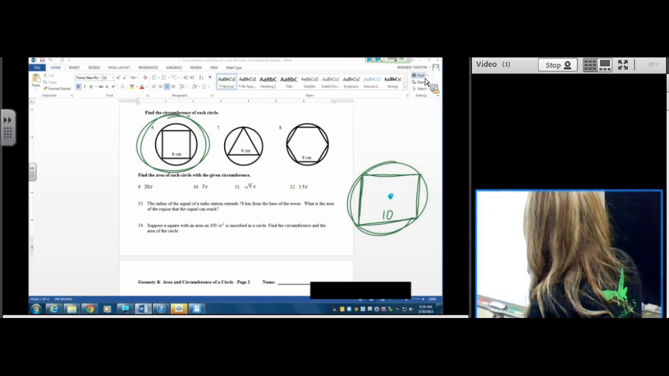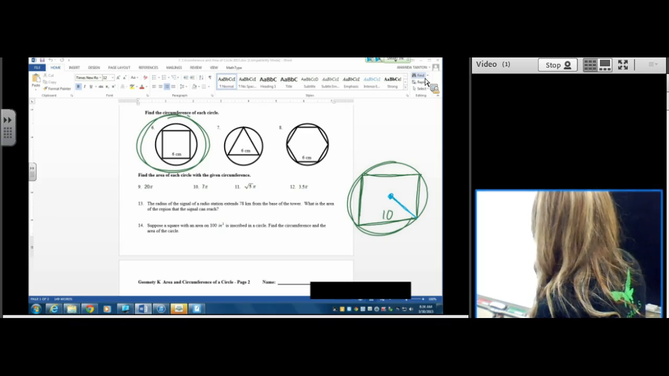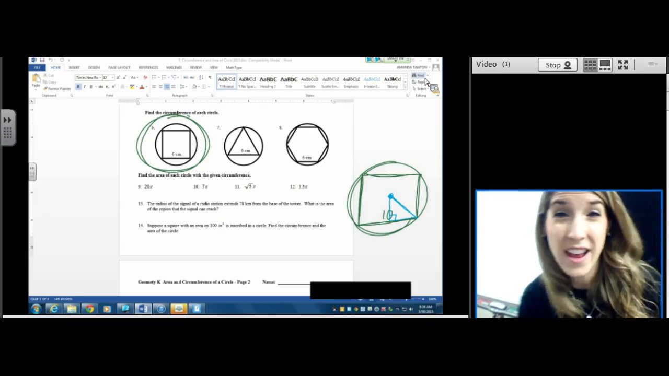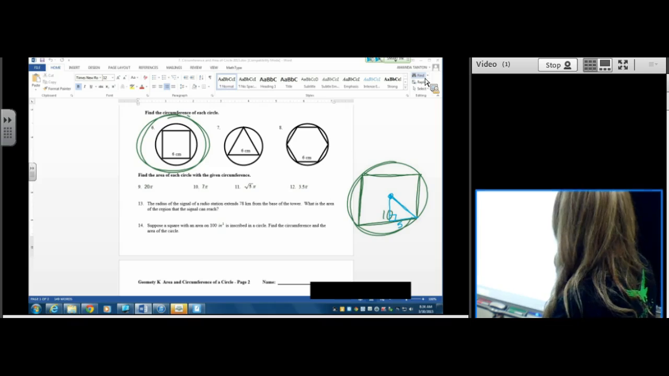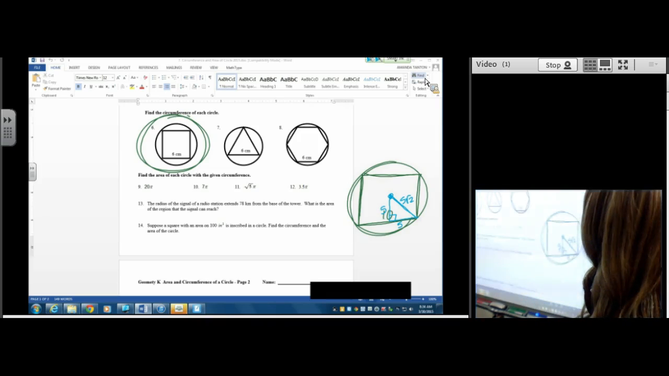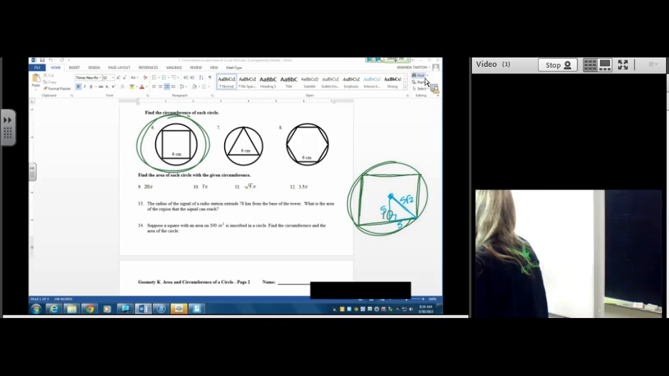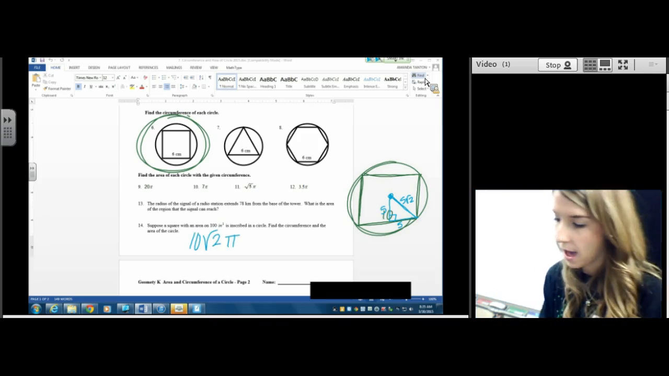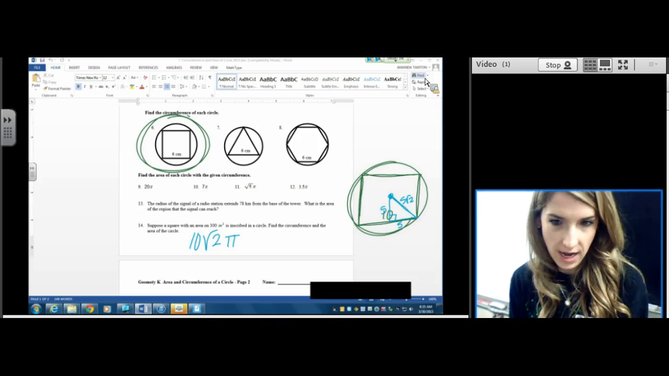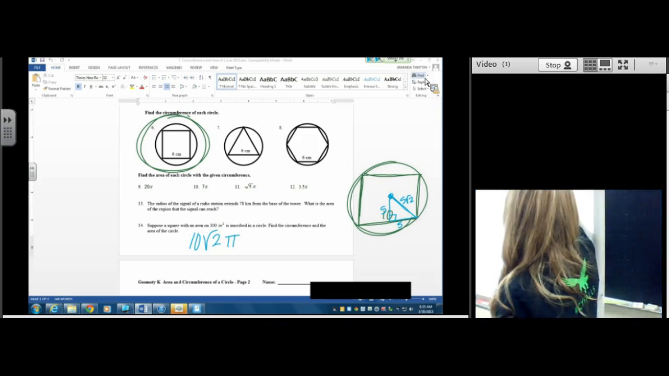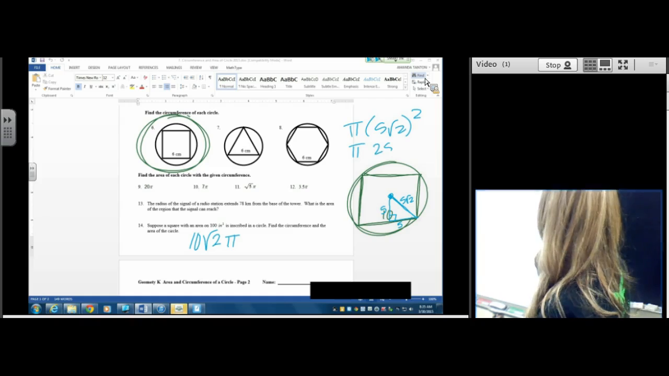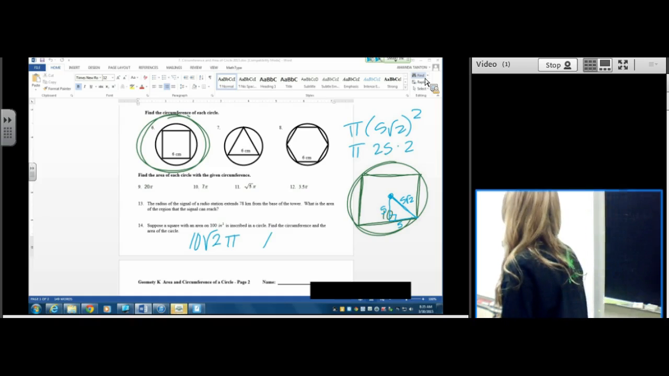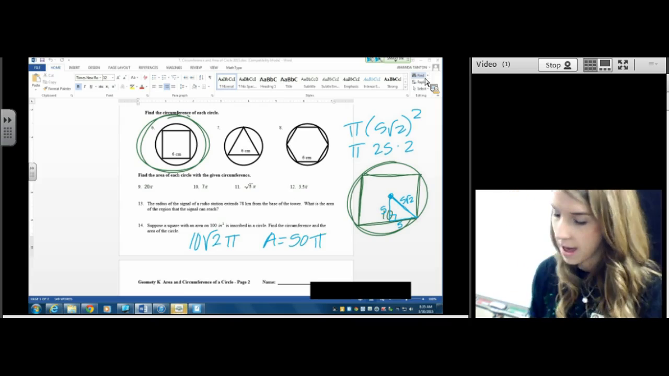Let's draw ourselves a radius. We want to find the radius because then we will know the area and the circumference once we know the radius. We know that this is 5, and we know this is 45, 45, 90, 5, 5, 5 root 2. So it looks like the radius is 5 root 2. So the circumference would be 10 root 2 pi, right? Pi times diameter. And then the area would be pi r squared. 5 squared is 25. Square root of 2 squared is 2. So that's why the area is 50 pi.